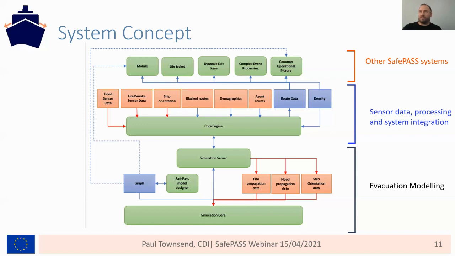Now, the standard thing that will happen is that the original prediction will be correct, and that there'll be little changes to it. So it's not like it's constantly sending people one way or another way. There'll be a limit to how many changes are actually made, but it can take into account major things that were unexpected when the simulation started. So in the top part is the other SafePASS systems, where the data on the routes and other information is passed to communicate it to the passengers and to the bridge.